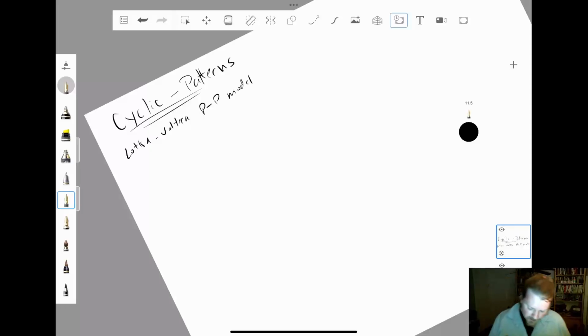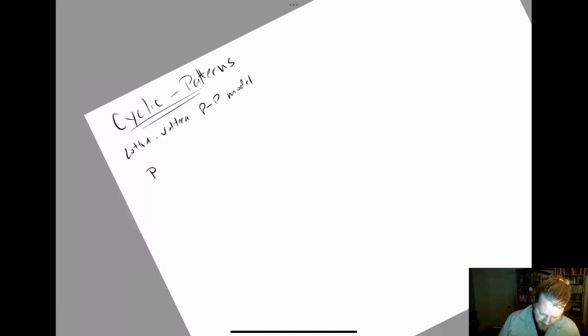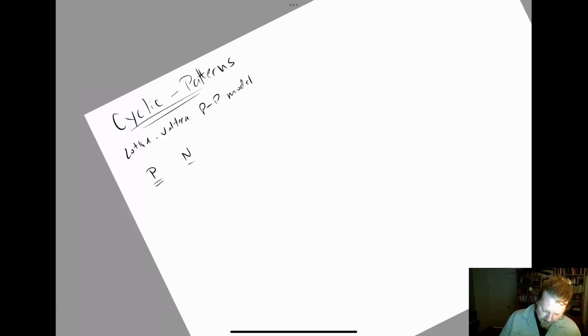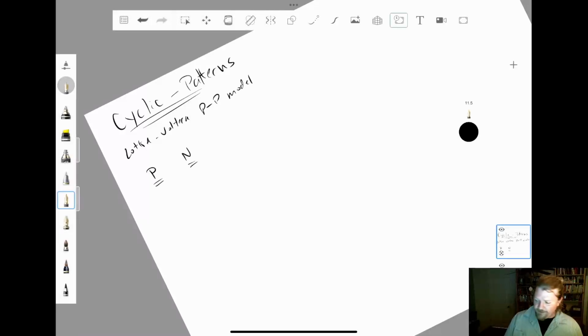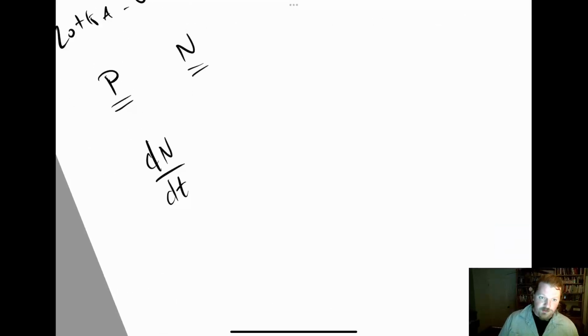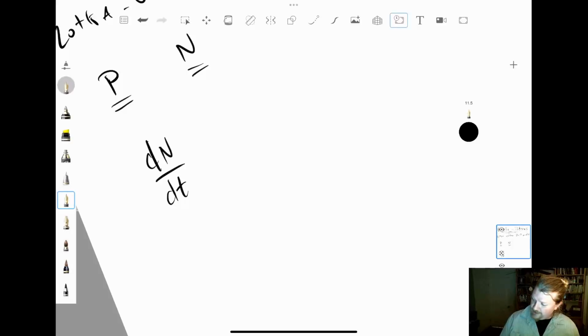Okay, so the Lotka-Volterra predator-prey model is this model where we're trying to predict a two-species system, where we have predators, and we're going to represent those as P, and we have prey, and we're going to represent those as N, right? P is the number of predators in our system, N is the number of prey in our system, right? And if we want to try to write down equations about how the changes in these populations happen over time, we would write that as dN/dt. The change in population size of the prey over time. dN over the change in time.